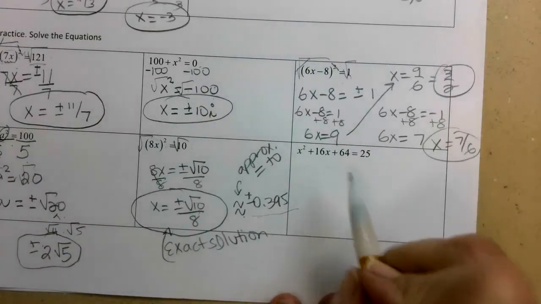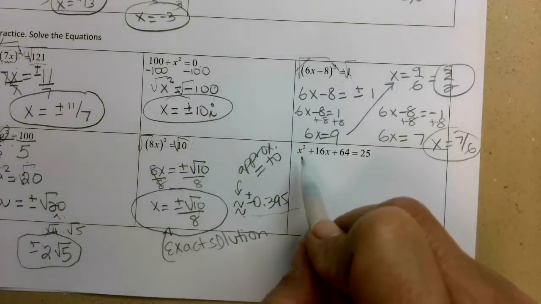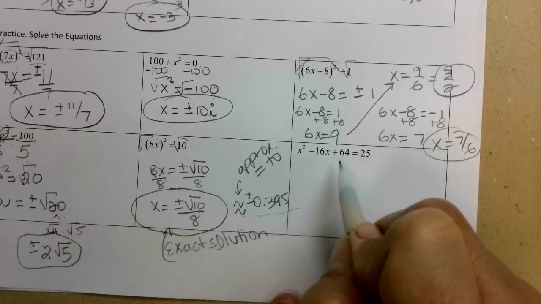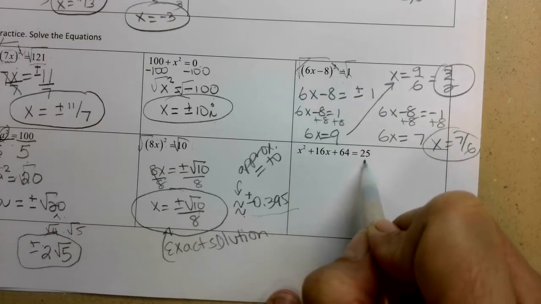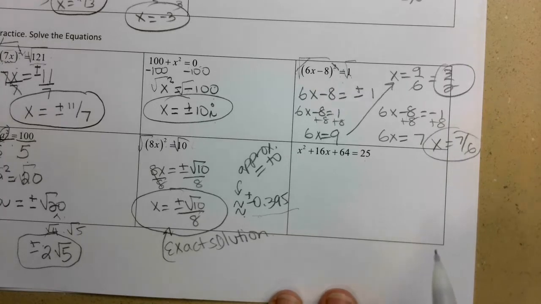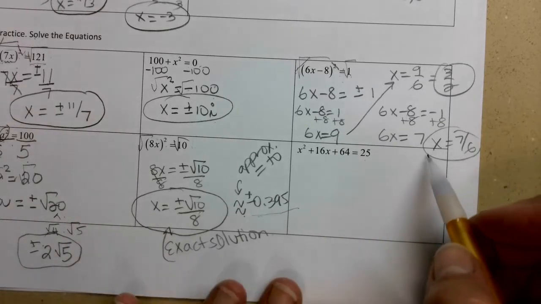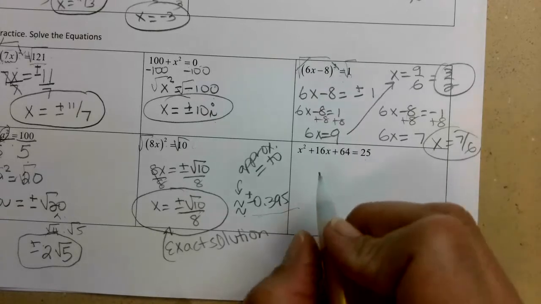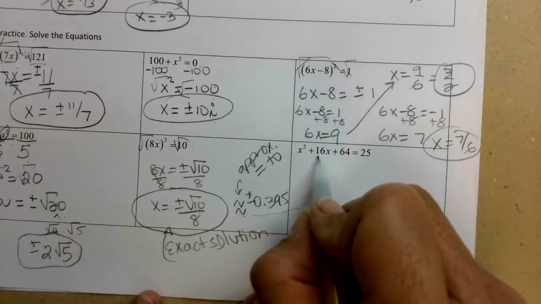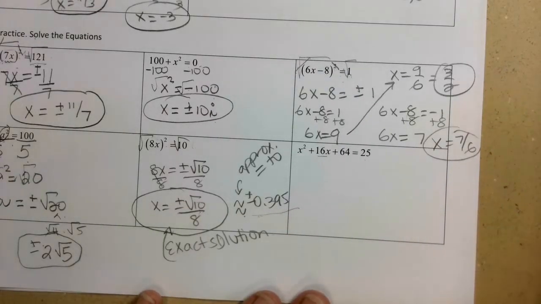So last one here. This is kind of a tricky one. x squared plus 16x plus 64 equals 25. So I'm going to show you two ways. I've got a sticky pad right here. The first way, we're going to use the square root property and show you how it works. You might be thinking, and you should be thinking, oh gosh, you've got that 16x there. That's a problem. It is a problem.